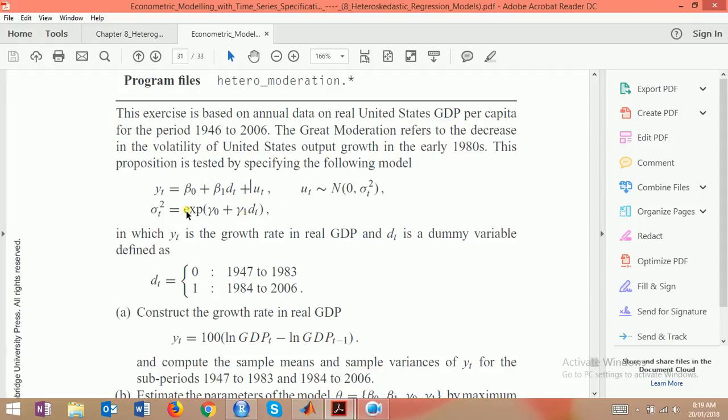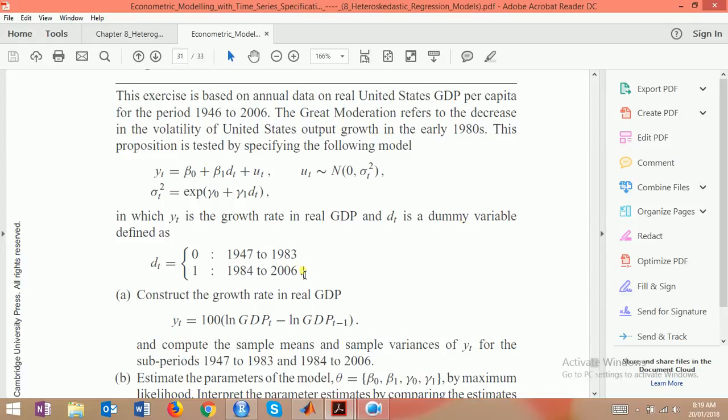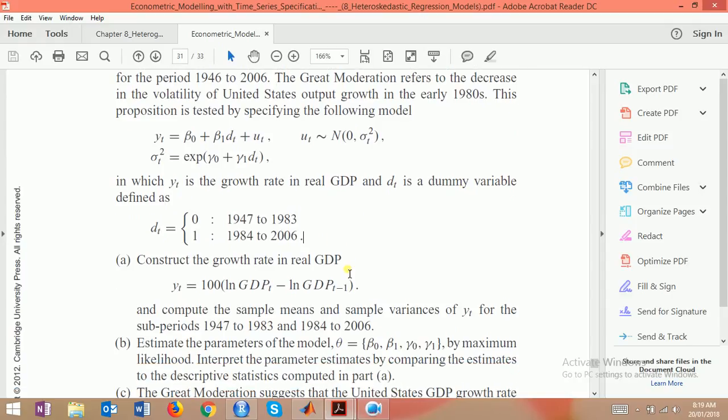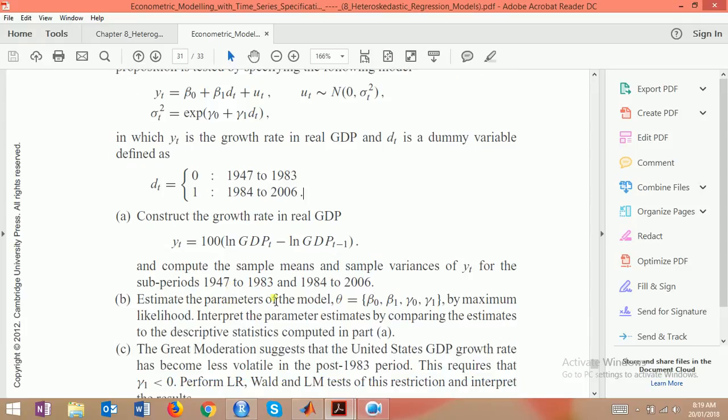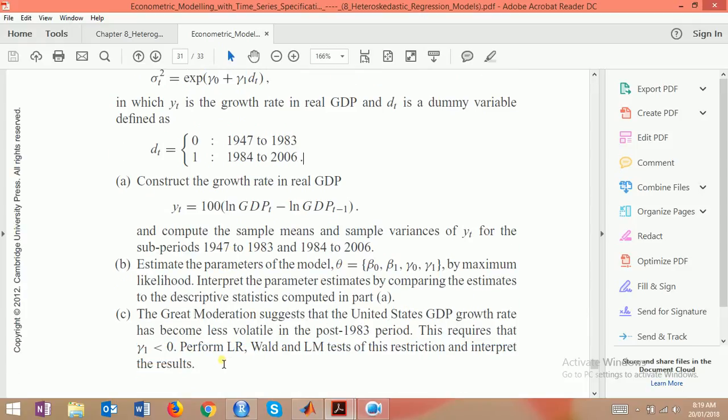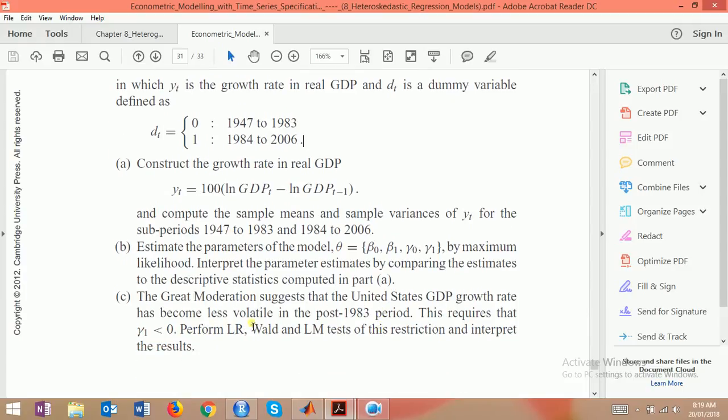An exponential in which y is the growth rate in real GDP. D is a dummy variable defined by two periods. Construct the growth rate, estimate the parameter model. US GDP growth rate has become less volatile in the post 1983 period. That requires gamma 1 to be less than 0.